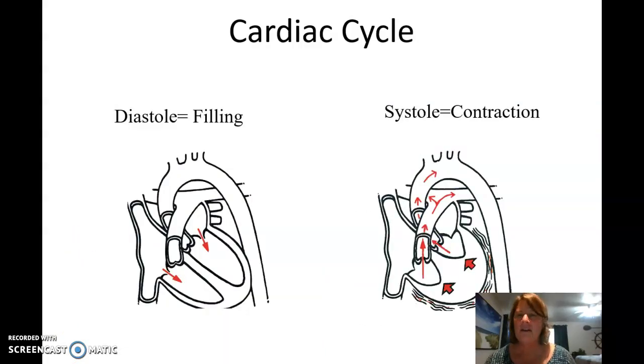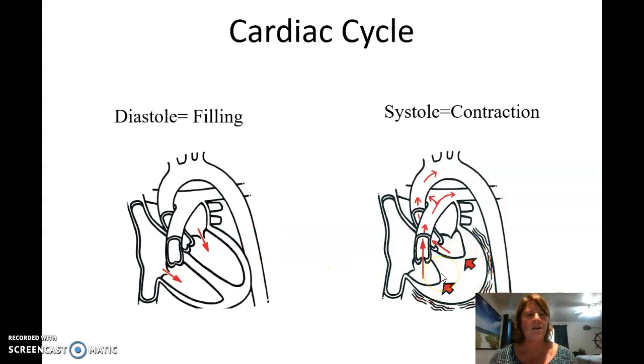The cardiac cycle is important. The cardiac cycle is our systolic and our diastolic phase of our heart. Now, you actually have a systolic phase and a diastolic phase of the atria, and a systolic and a diastolic phase of the ventricles. But usually when people are referring to systole and diastole, they're really referring to the ventricles, because that's the largest muscle mass of your heart. So the systolic phase here is when the ventricles are contracting.